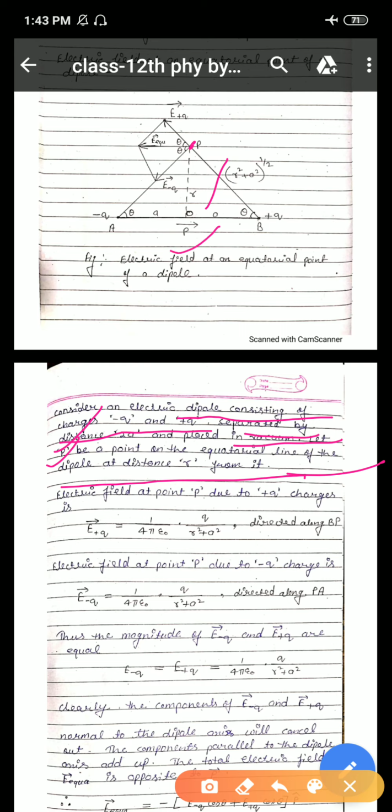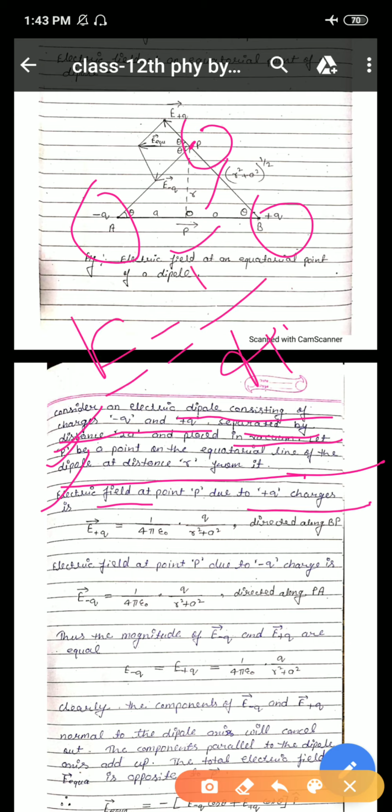Is it clear? First of all, we have to calculate the electric field at point P due to charge plus q, and then again due to charge minus q. Now calculate the electric field at point P due to plus charge q. For calculating the electric field, you have to know the formula. You know very well the electric field is equal to 1 upon 4 pi epsilon naught q upon r square. Is it clear?